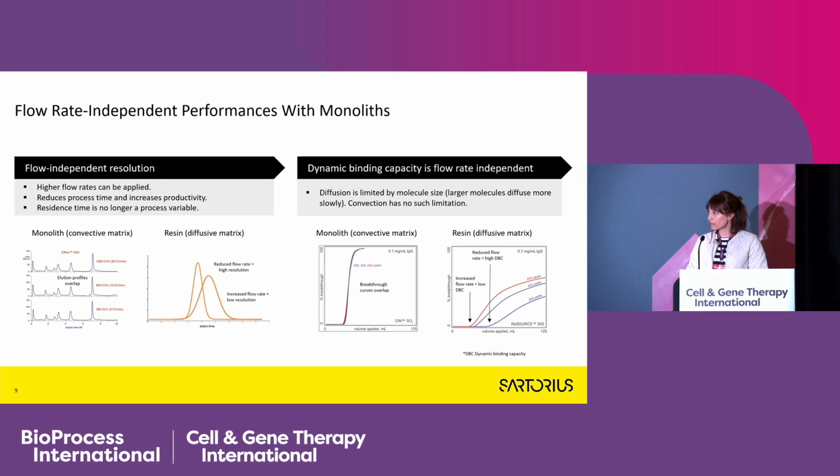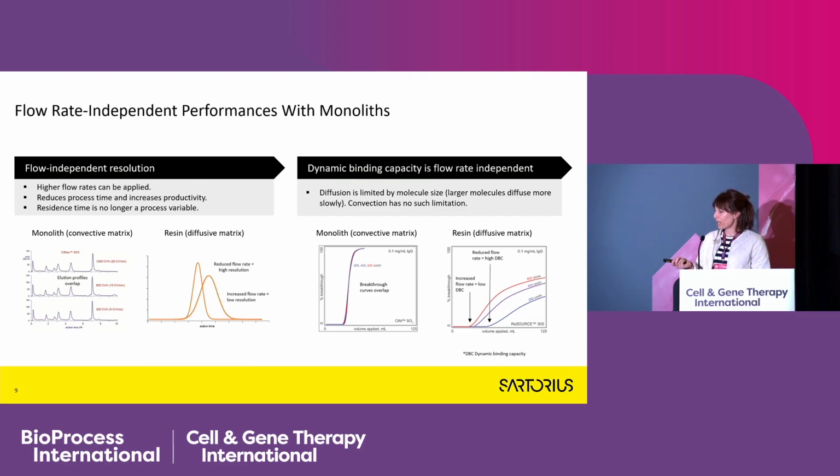And on this slide, I would like to explain a bit more about the resolution and dynamic binding capacity. So on the left part, we can see the protein separation on the monolith if we apply different flow rates. So basically, the resolution remains the same even though we have higher flow rates, and basically the chromatograms overlap. If we do the same with resin, where the matrix is diffusive, if we apply higher flow rates, we will lose the resolution.